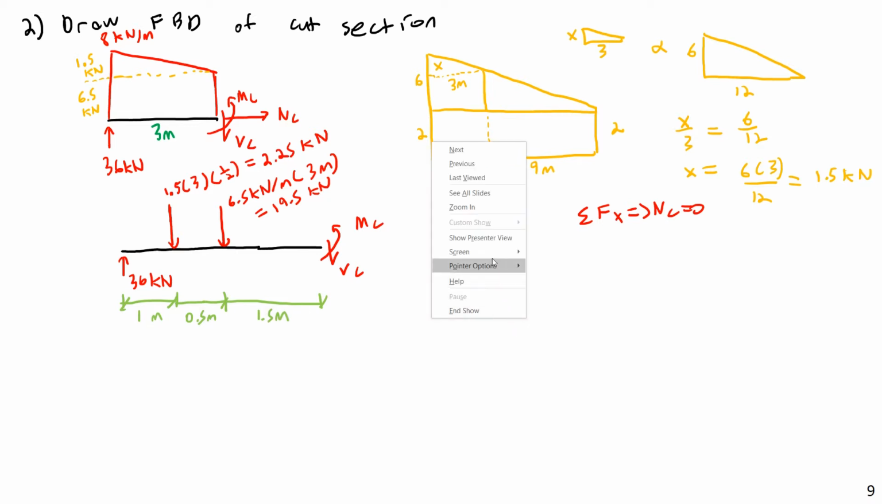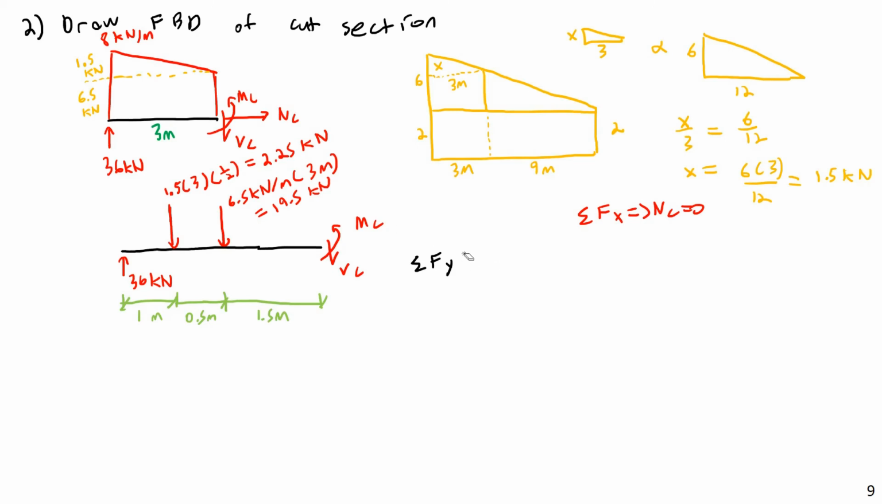All right, so I guess I can go ahead and apply equilibrium to solve for VC and MC. So the first one, I can do a summation of forces in the vertical direction. And I'll have an upward 36 kilonewtons, a downward 2.25 kilonewtons, so minus 2.25 kilonewtons, minus 19.5 kilonewtons, and then minus a VC. And all of this is equal to 0.